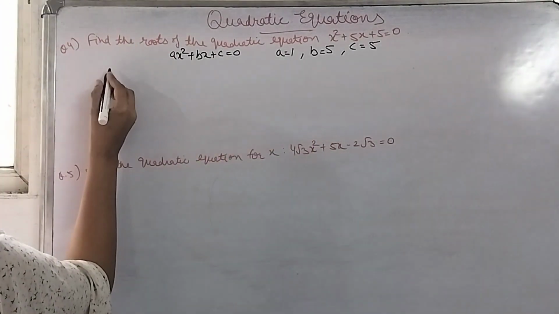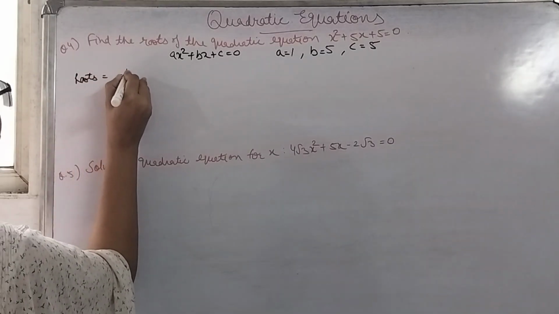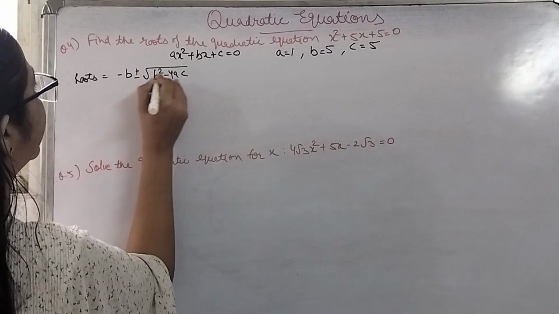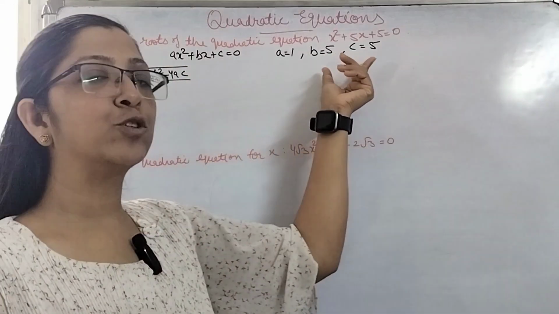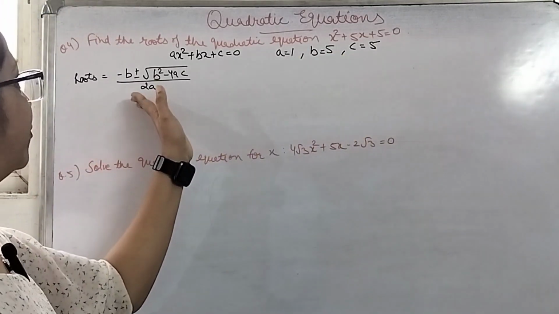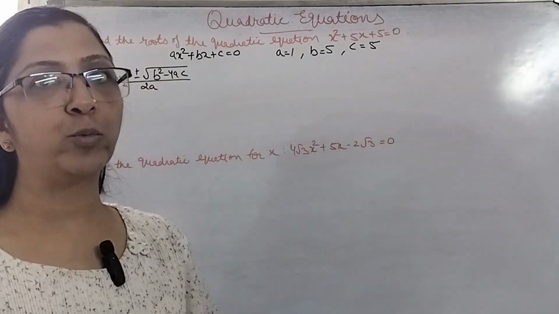What is the quadratic formula? The roots will be given by the formula minus b plus minus root of b square minus 4ac over 2a. Here we are already having the values of a, b, c. If we replace these values in this formula, we will get the roots of the equation.